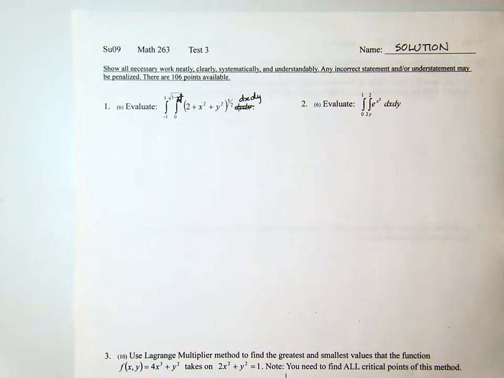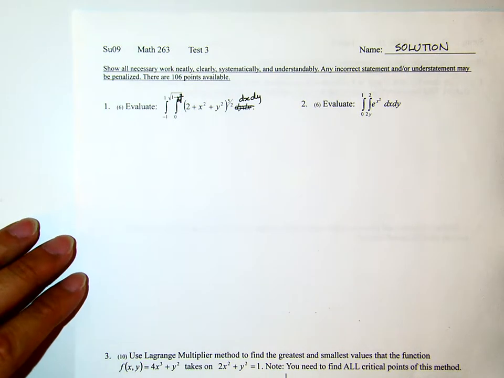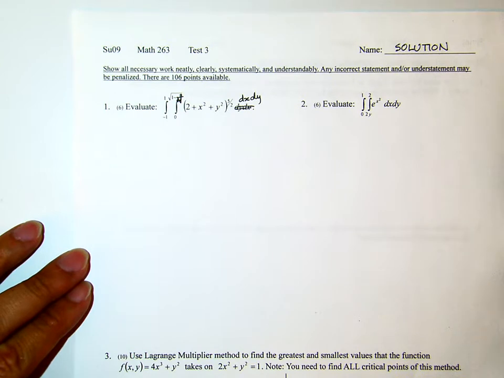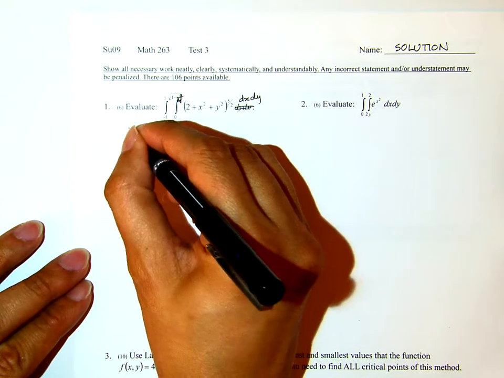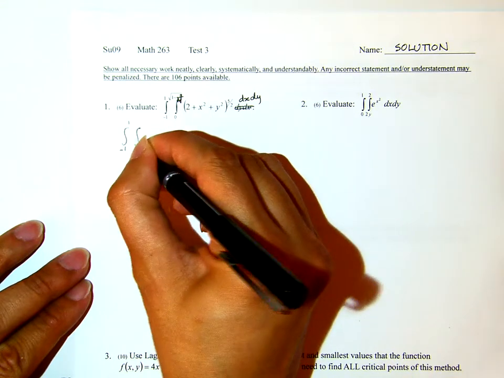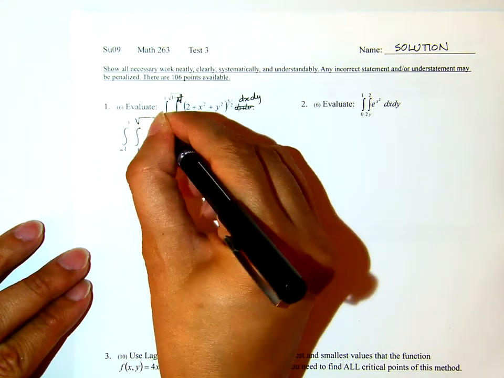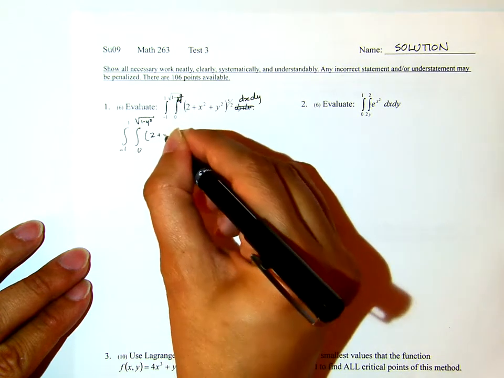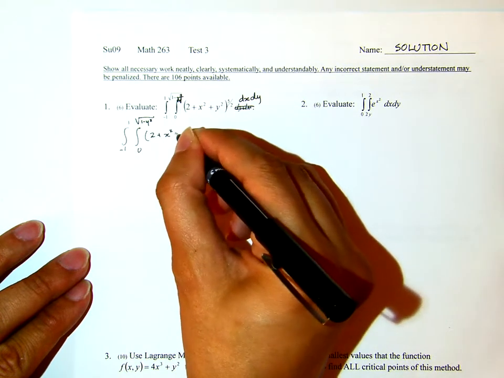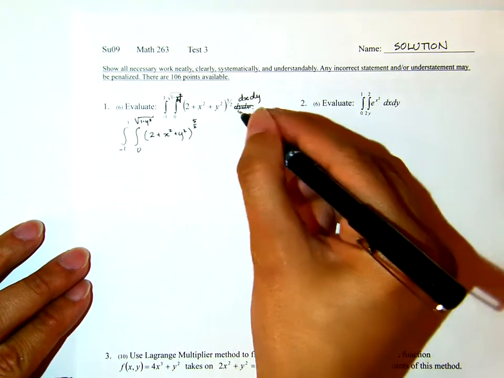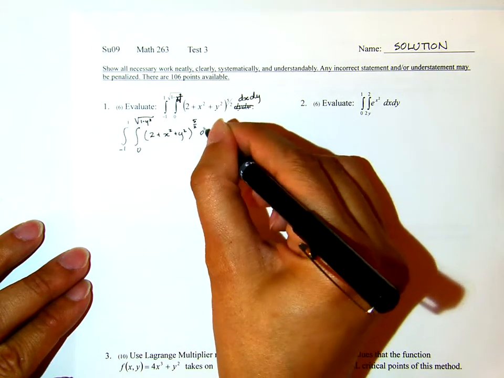This is summer 2009 Math 263 test 3 number 1. Now the question I posed online has a wrong one. It's supposed to be, let me rewrite the question, integral from -1 to 1, integral from 0 to square root of 1 minus y squared of (2 plus x squared plus y squared) to the power of 5/2. Instead of dy dx, it's supposed to be dx dy.